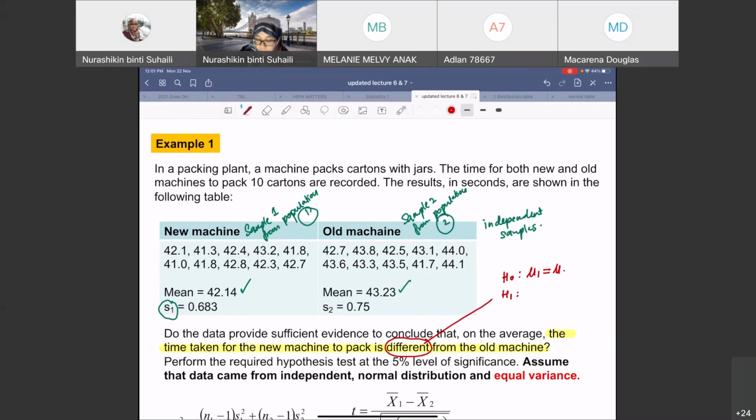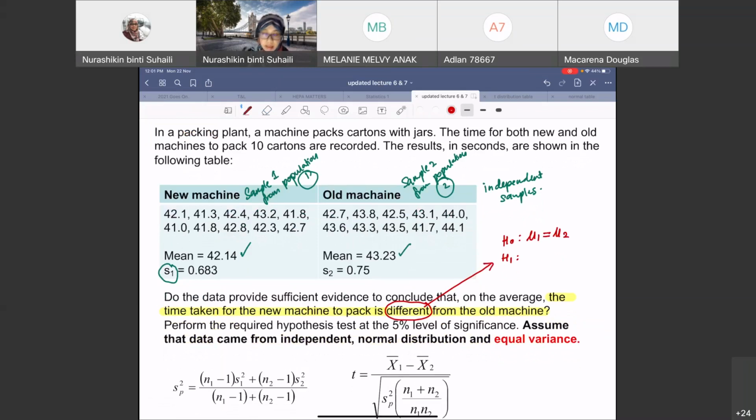And for the alternative hypothesis, in the previous example, it's stated that method 2 is greater than method 1, so we set the alternative hypothesis according to that statement. But here is different. Different means you do not know whether it's less or more, so you have to set it as not equal. So it's very important to identify the keywords from the problem, because that will give you the hint for the hypothesis. Because of that, you set this one this way.